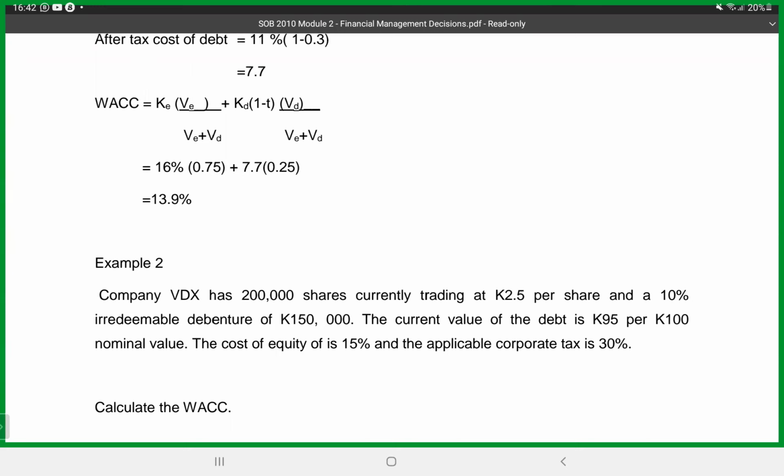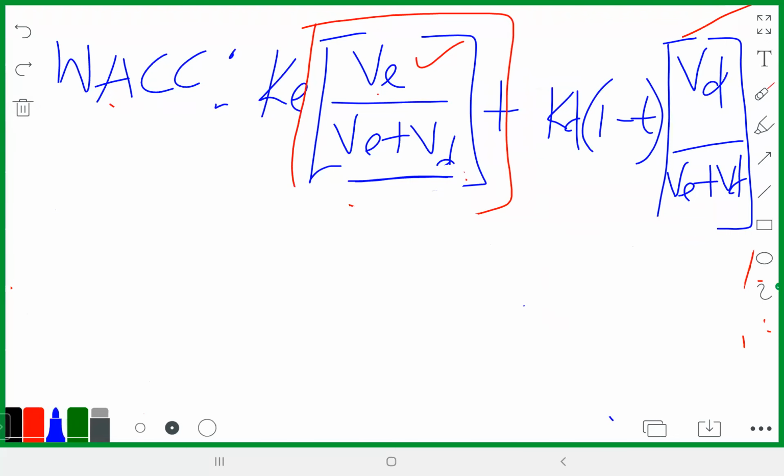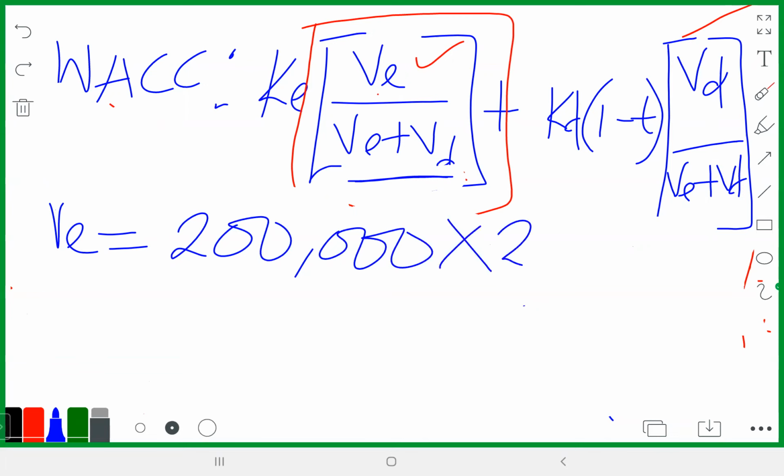We have 200,000 shares times the 2 kwacha and 15 ngwe. We get how much value belongs to equity. So you multiply 200,000 times 2.15. That will give us the VE, right? VE is equal to the number of shares times the price per share, which is 2 kwacha and 15 ngwe. So what is the value of equity?